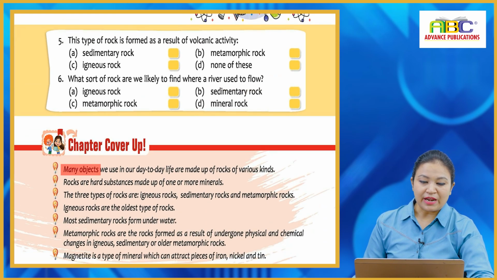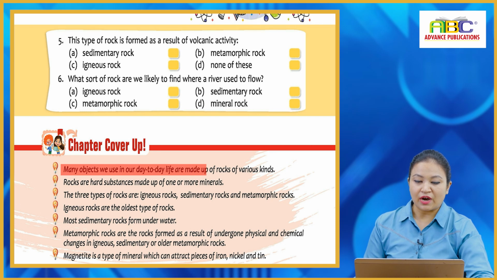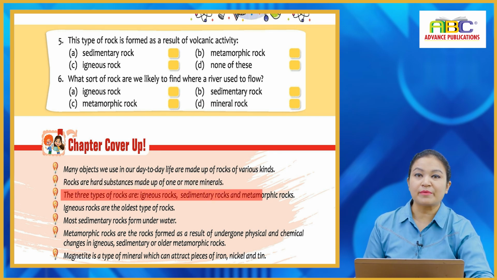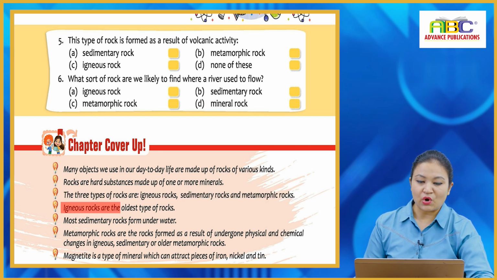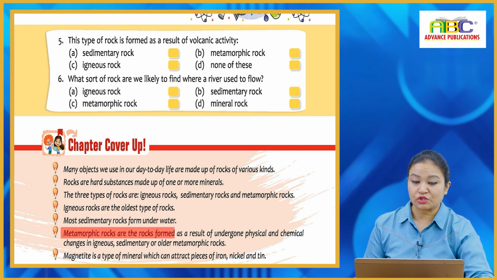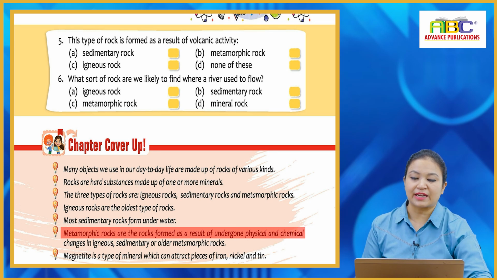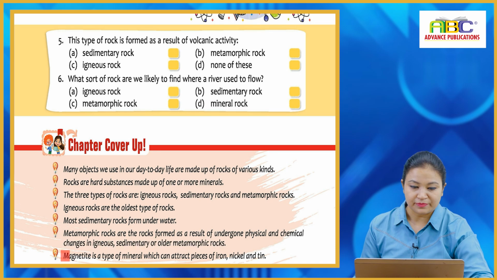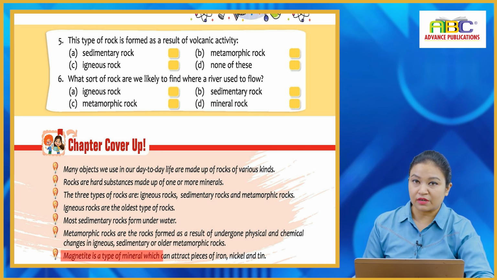Now chapter cover up. Many objects we use in our day-to-day life are made up of rocks of various kinds. Rocks are hard substances made up of one or more minerals. The three types of rocks are igneous rocks, sedimentary rocks, and metamorphic rocks. Igneous rocks are the oldest types of rocks. Most sedimentary rocks formed under water. Metamorphic rocks are the rocks formed as a result of physical and chemical changes in igneous, sedimentary, or older metamorphic rocks. Magnetite is a type of mineral which can attract pieces of iron, nickel, and tin.